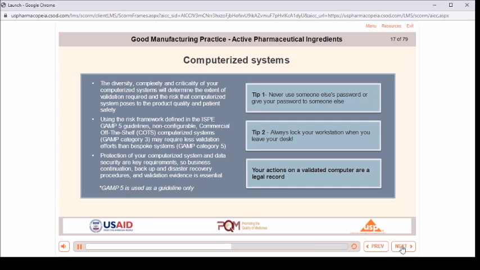Protection of your computerized system and data security are key requirements, so business continuation, backup, and disaster recovery procedures and validation evidence is essential. GAMP5 is used as a guideline only. Tip 1. Never use someone else's password or give your password to someone else. Tip 2. Always lock your workstation when you leave your desk. Your actions on a validated computer are a legal record.